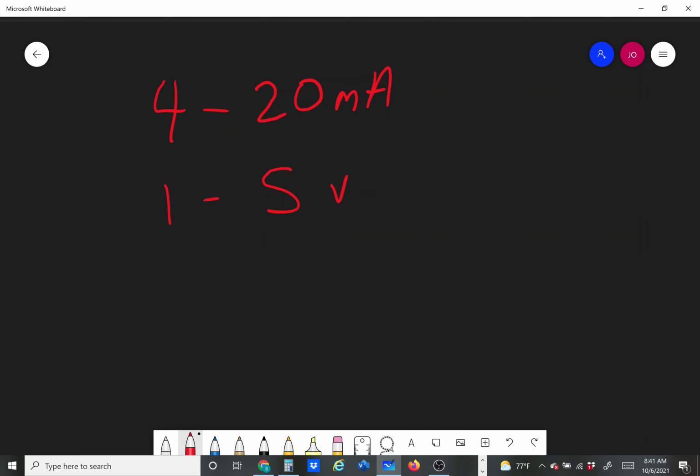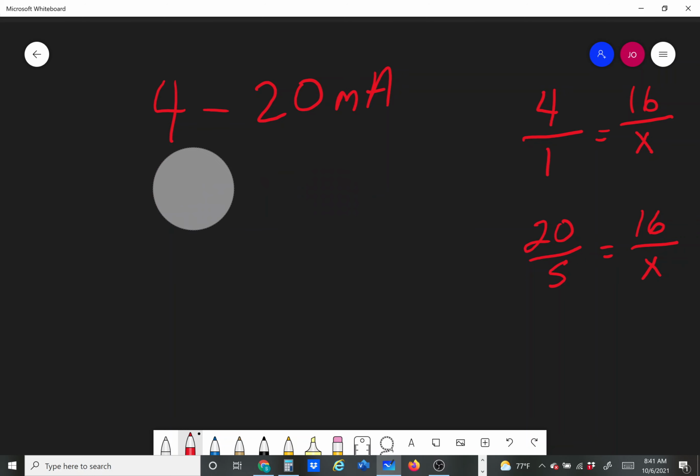If 4 milliamps equal 1 volt, then what does 16 milliamps equal? Or I can do it on the other side of the spectrum. If 20 milliamps equals 5 volts, what does 16 milliamps equal? And I will go ahead and do both of them. Let me erase this, and I'll punch up the calculator, and I will show you guys that this is directly proportional either way we go.